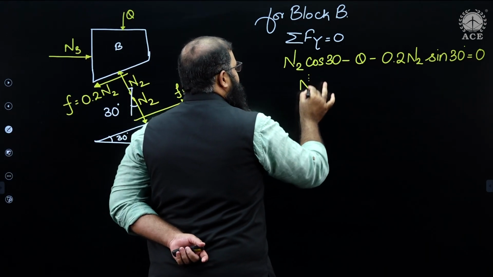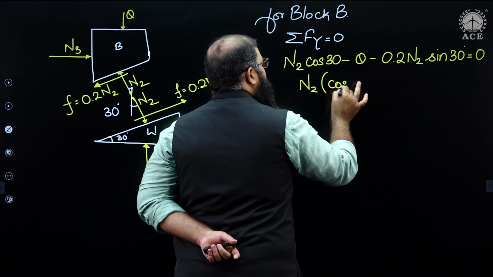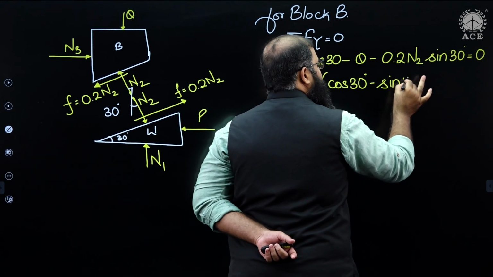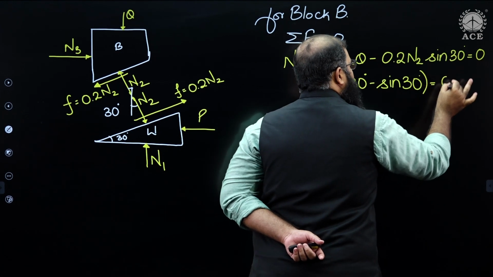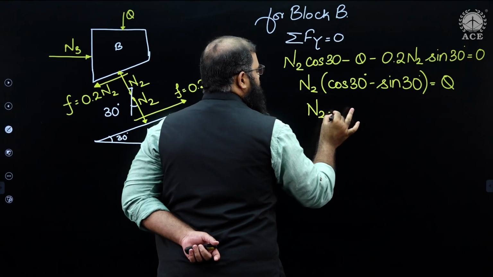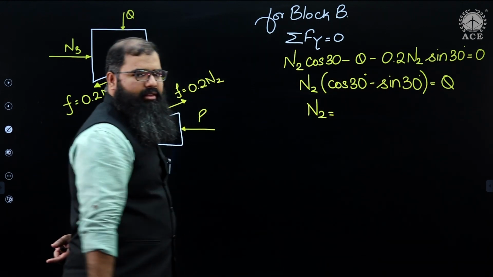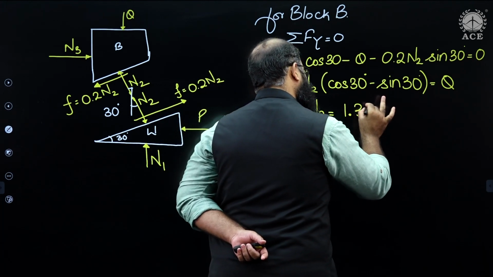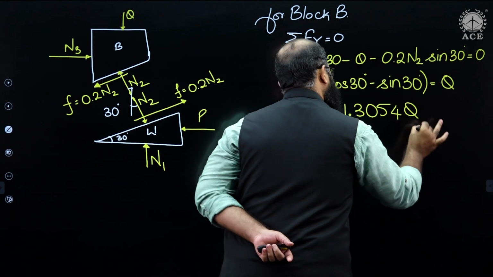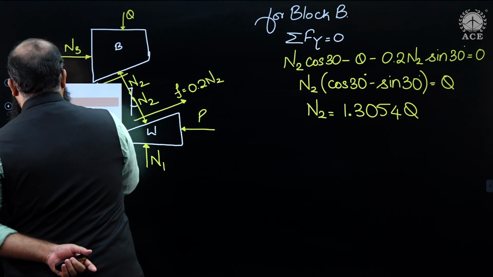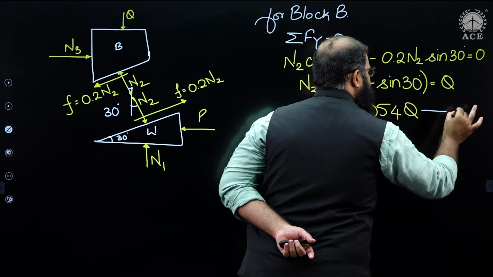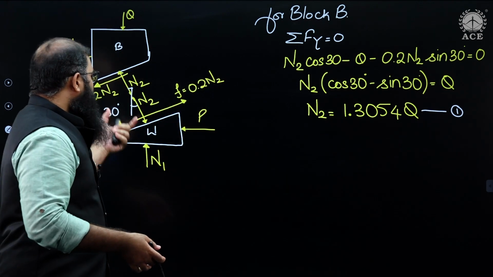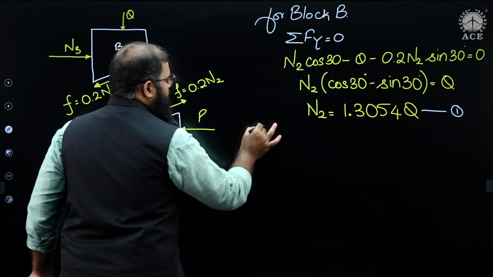So I take N2 common, times cos 30 minus 0.2 sine 30, is equal to Q, which implies N2 is equal to Q upon (cos 30 minus 0.2 sine 30), the value of which comes out to be equal to 1.3054 times Q. Let me save this as equation number 1. Now I'm going to extend this value of N2 for the next wedge. So I'll say for wedge W.